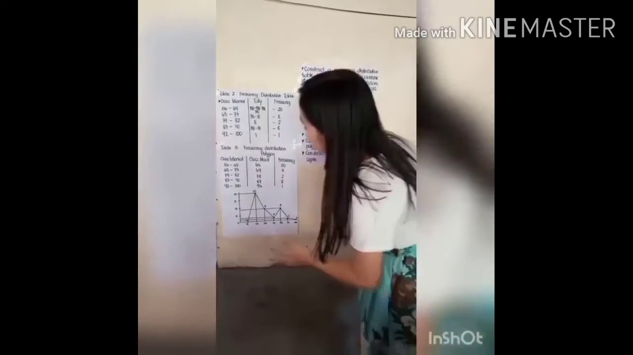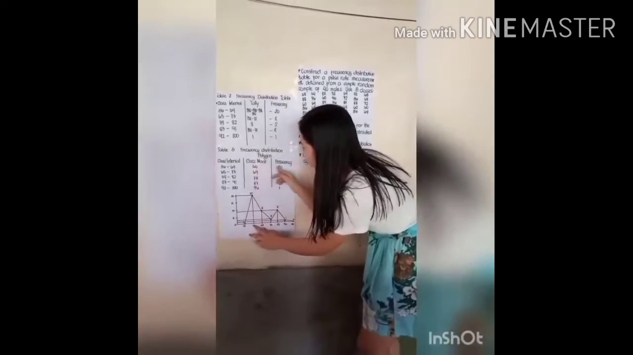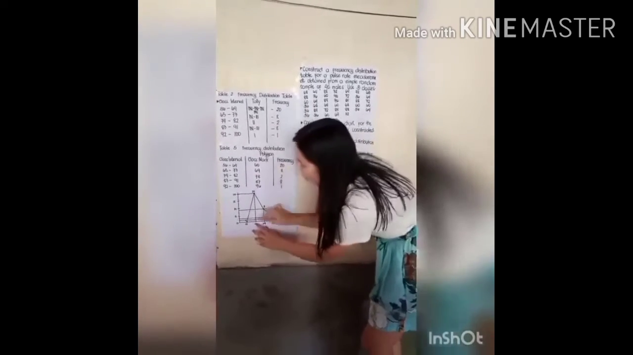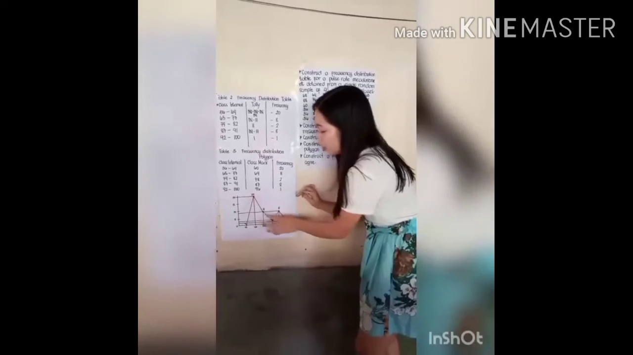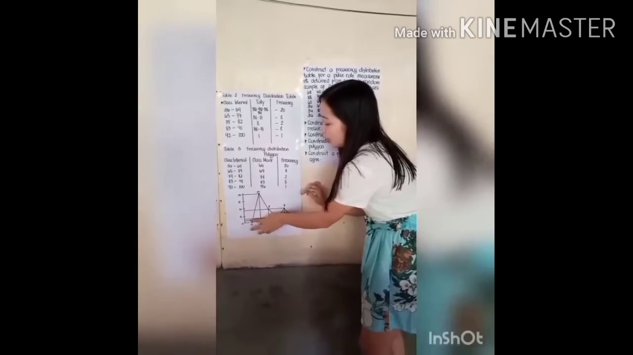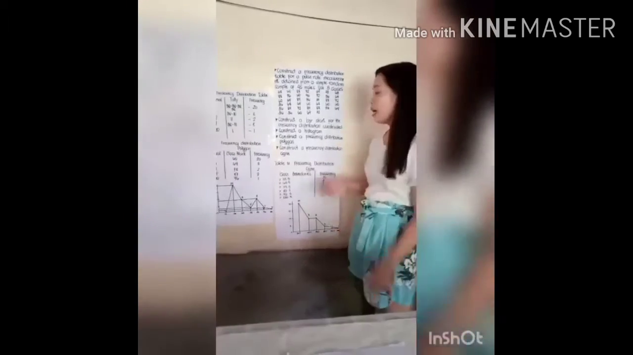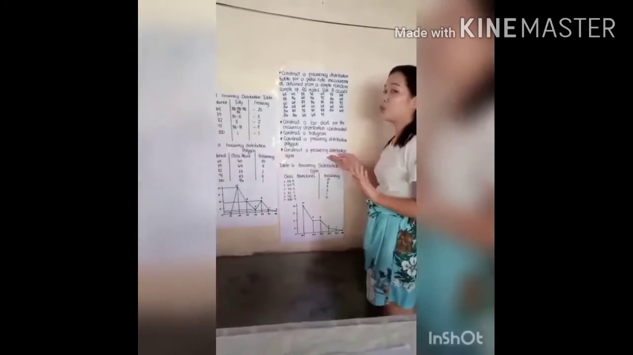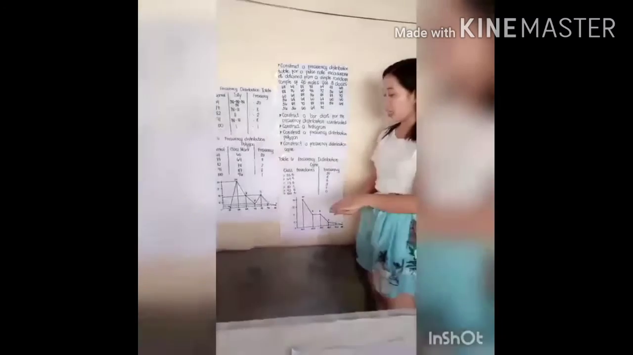So we must form a dot. 60 has a frequency of 20, so we put a dot at 20. We put a dot for each, so on and so forth, and we connect them with a line. That is an example of a polygon. Next, construct a frequency distribution ogive. In a frequency distribution ogive, we must use the class boundaries.